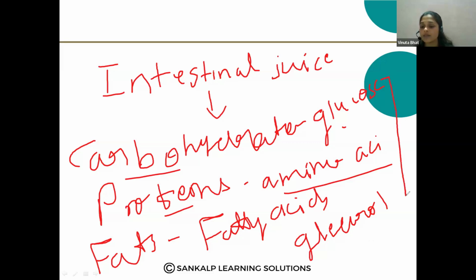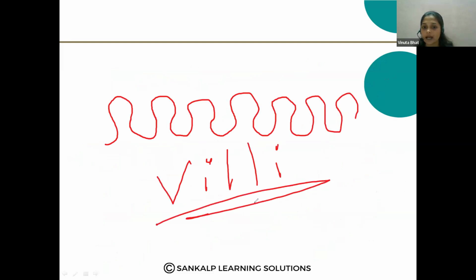And these are all very simple forms and they get absorbed by the walls of the small intestine. They get absorbed and transferred to our blood. And the walls of the small intestine have a special structure. What is it called? They are called finger-like projections. They help in the absorption of the food material, that is called villi. Very important, villi. Okay, so these finger-like projections present in the walls of the small intestine help in the absorption of the food, that is villi.